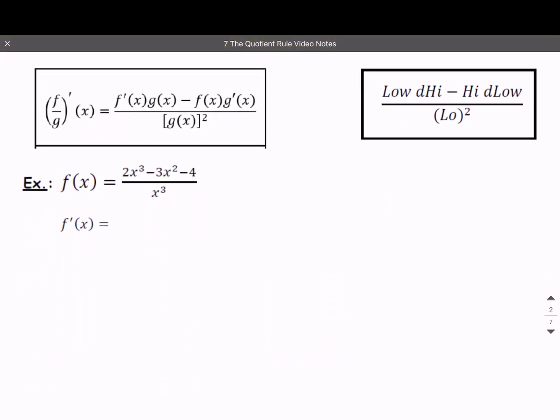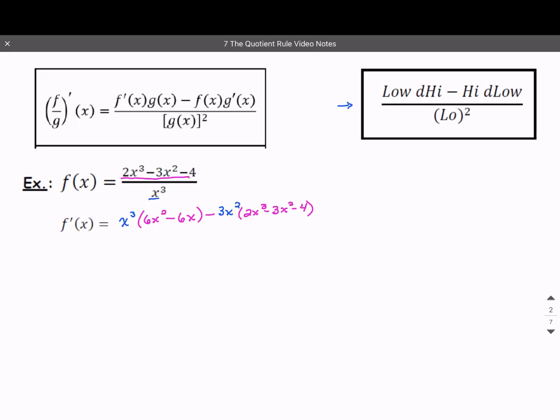So here we have f of x is 2x cubed minus 3x squared minus 4 all over x cubed. And if we use this rule, the low d high minus high d low over low squared, the low is our denominator, x cubed, times, now we need the derivative of the top. So the derivative of 2x cubed is 6x squared, minus the derivative of 3x squared is 6x, minus the derivative of 4 is 0, so we don't need that. Then we're going to have minus, because the rule is for minus, we're going to keep the top, 2x cubed minus 3x squared minus 4, times the derivative of the bottom part, which is 3x squared.